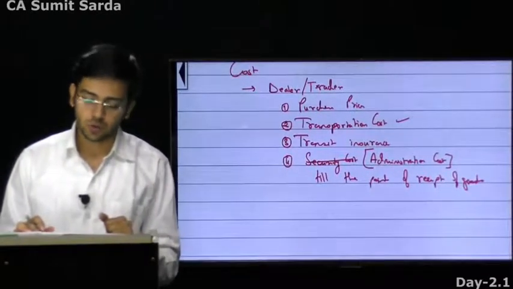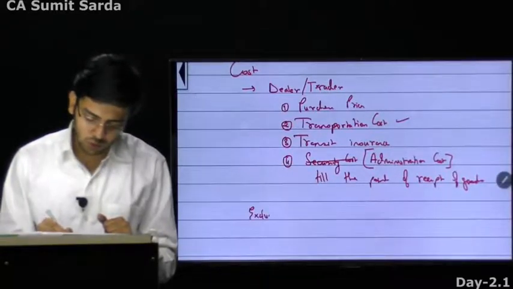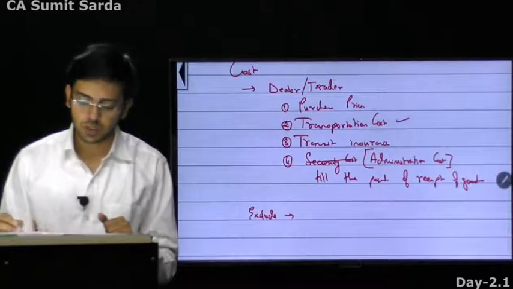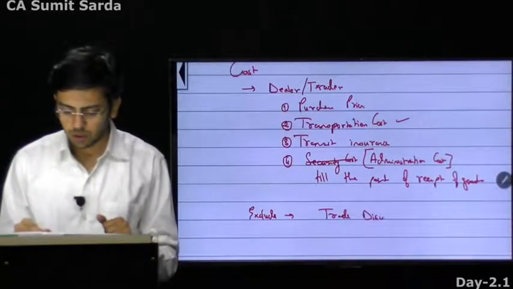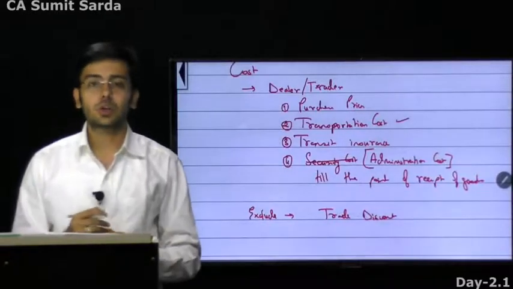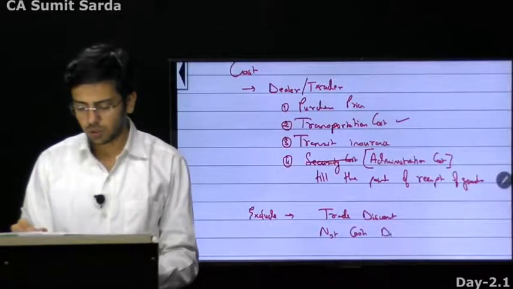What all are we going to include? Sir, is there anything that we are going to exclude? Yes, trade discount. We are going to deduct trade discount, but we are not going to deduct cash discount. Not cash discount. Sir, what is the difference?